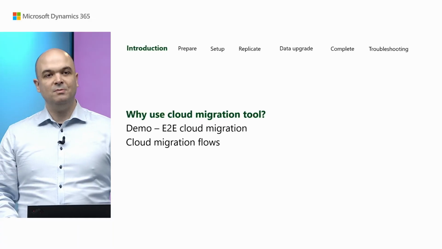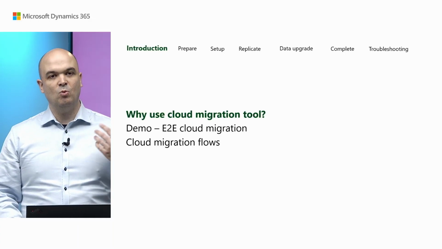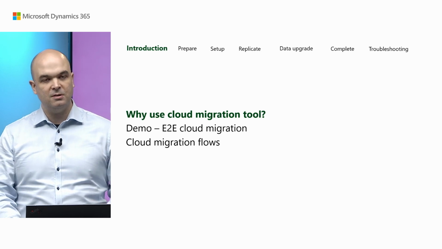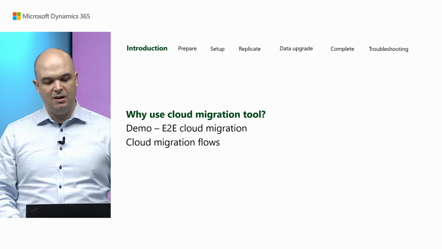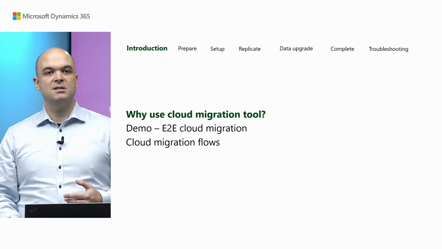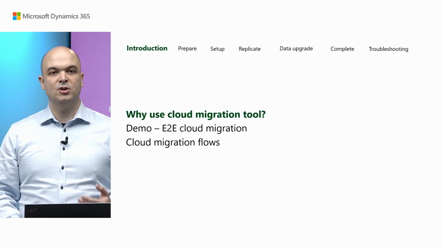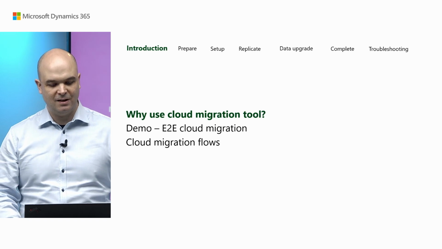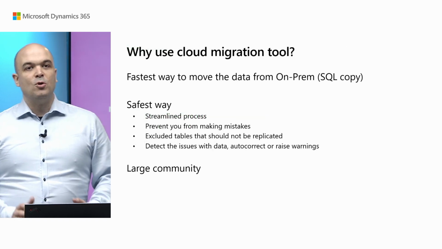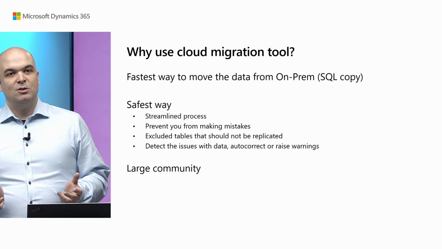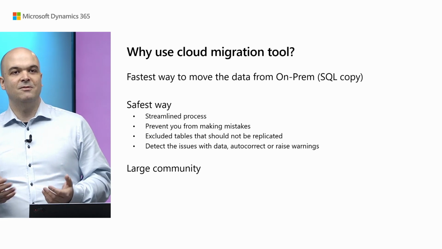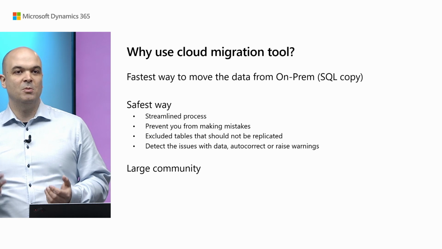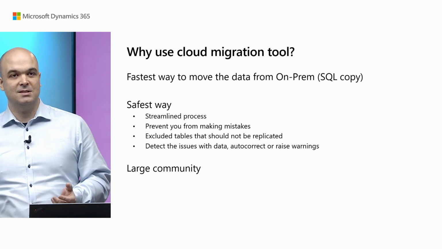So for the introduction, we are going to start with why you should use the cloud migration tooling. I'm going to show you the end-to-end flow, how it looks, and we are going to end up discussing which possible cloud migration paths are available. For why you should use the cloud migration tooling, there are two main reasons: it is the fastest and safest way to migrate the on-prem data into SaaS.